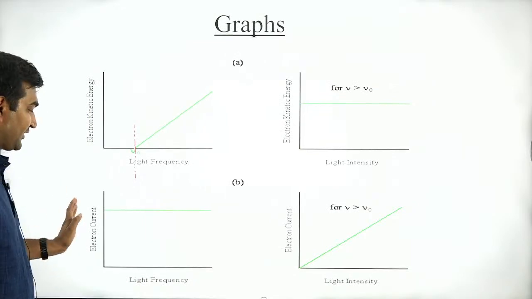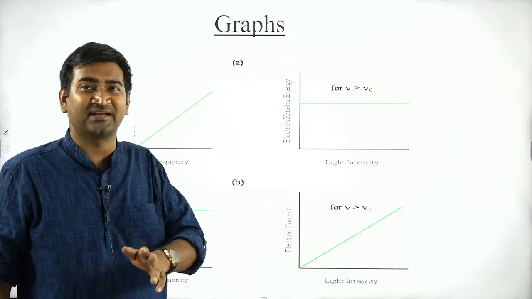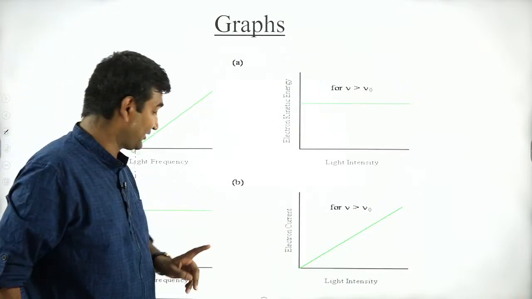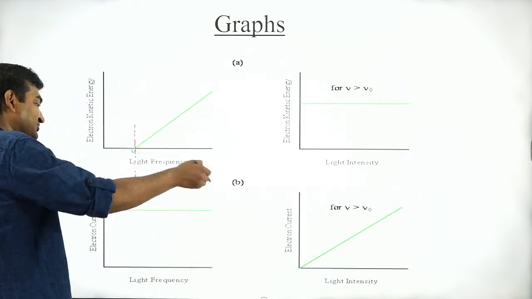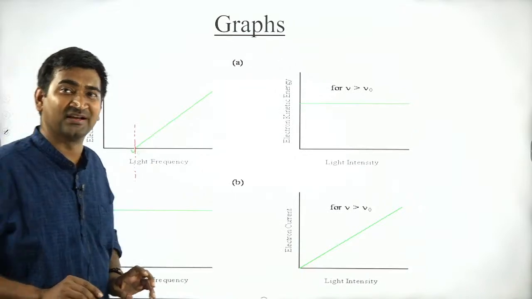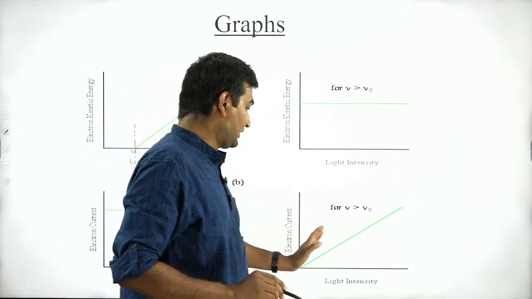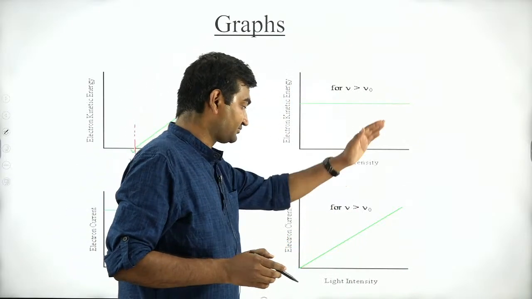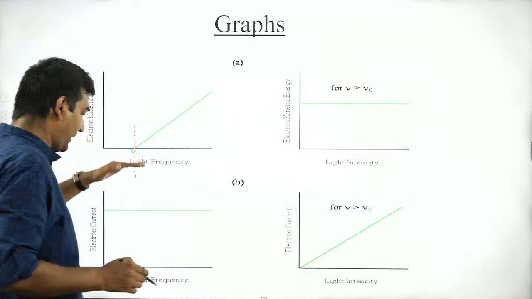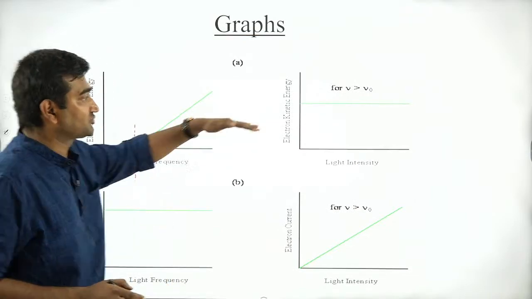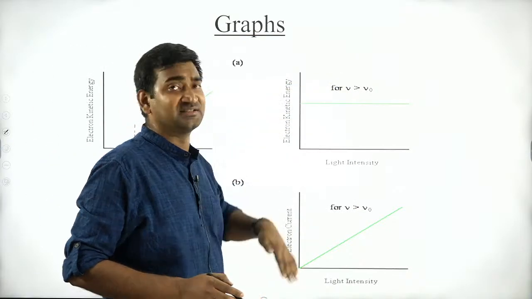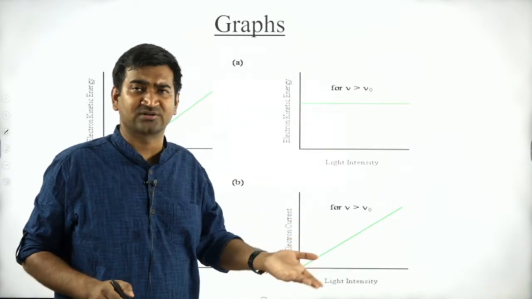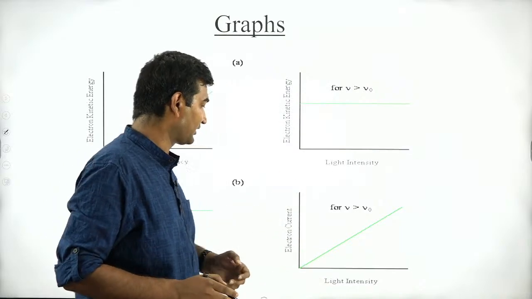Similarly, current versus frequency. Current is dependent on intensity, not on frequency. So it is a straight line here for current versus frequency, and current versus intensity will be a straight line passing through the origin. This first is a straight line parallel to the frequency axis. This other is a straight line passing through the origin, like directly proportional, a linear curve.